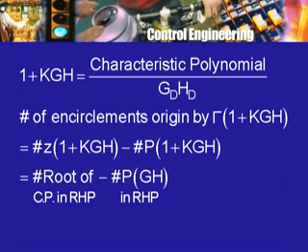So, the number of encirclements is equal to the number of roots of the characteristic polynomial in the right half plane, actually not in the right half plane, inside that contour gamma, minus the number of poles of GH inside the contour gamma. Now, suppose we know, and as I said, we have to know something about the system, otherwise we really can't do much, that the GH transfer function has no poles in the right half plane. In that case, this number is 0.